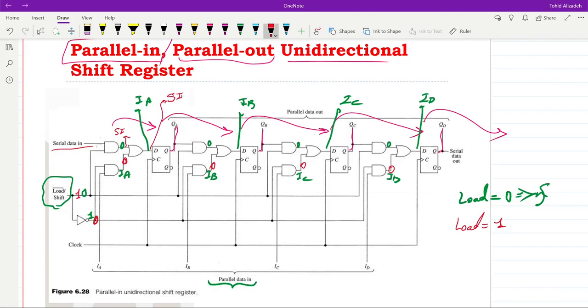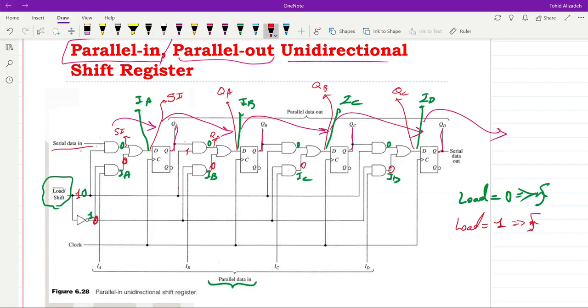For the second stage, we will have 1 here and QA here. Therefore, QA will appear here. And the input to the flip-flop will be equal to QA. For the next bit positions, we will have QB and QC. Therefore, at the next rising edge of the clock, the content of the flip-flops will be updated in this way.